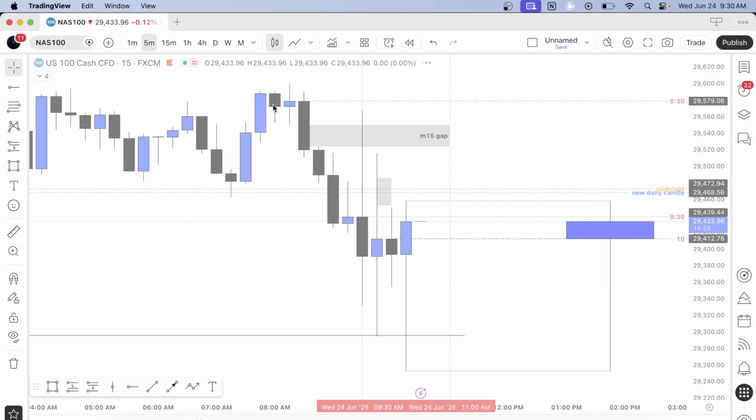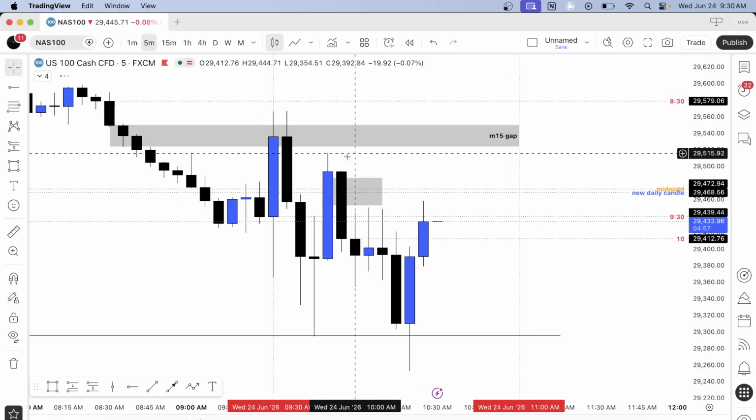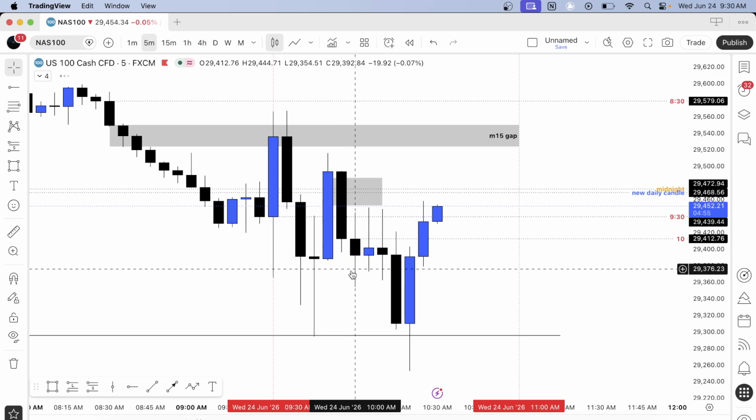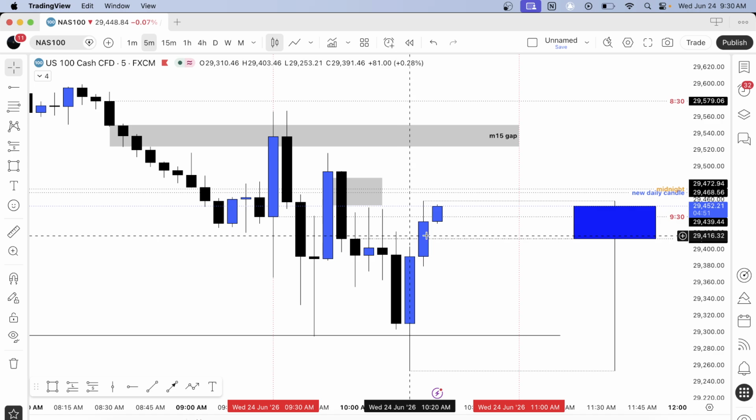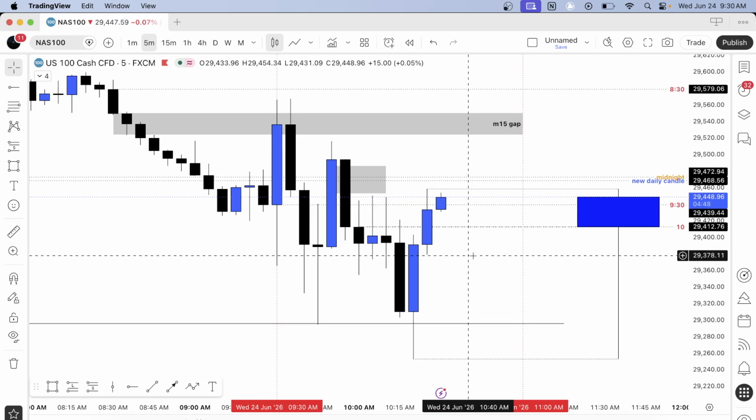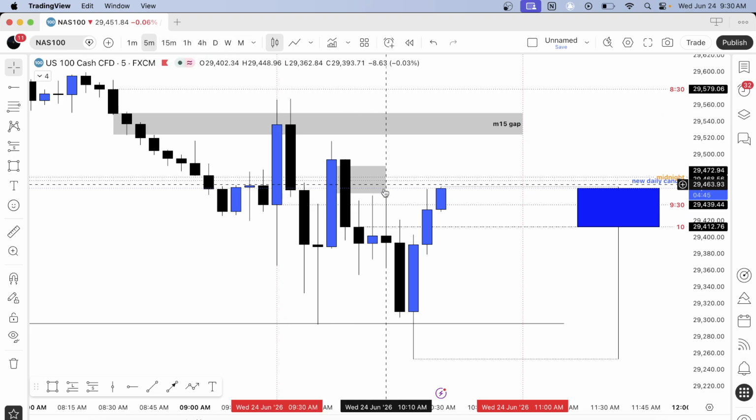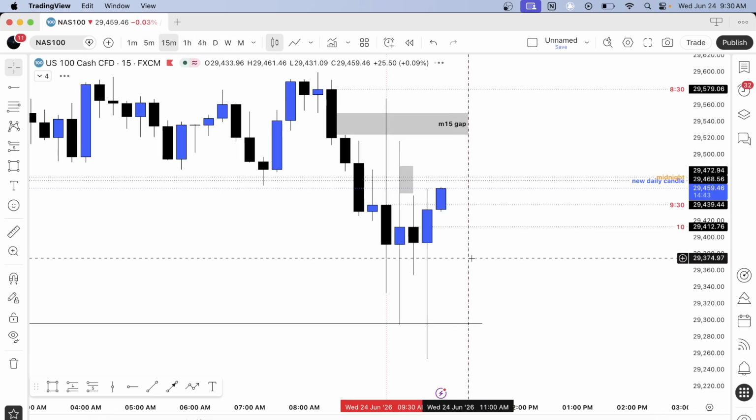That being said, there was nothing really to see on the 5 minute. Here's where the 10 a.m. candle opened. I had marked out this 10 a.m. open, and we didn't have any 5 minute gaps or 15 minute gaps.